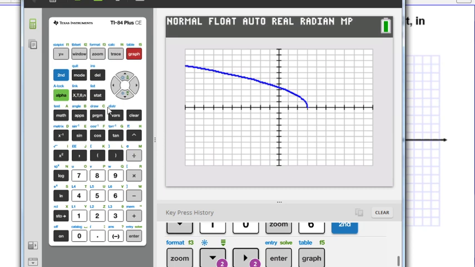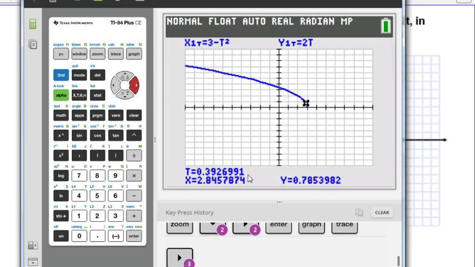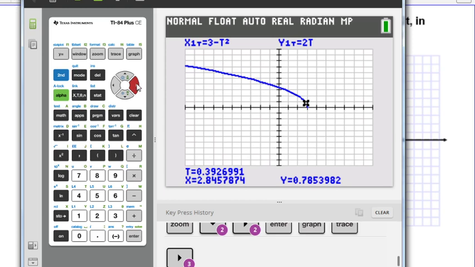And also the time step, I want to show you that. If we go to trace, it starts at time equals 0. And if you go to the right, you see your time increases. Now you see time is going up by these weird decimals.